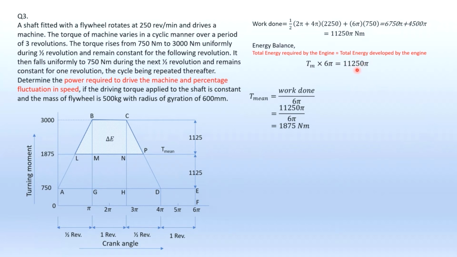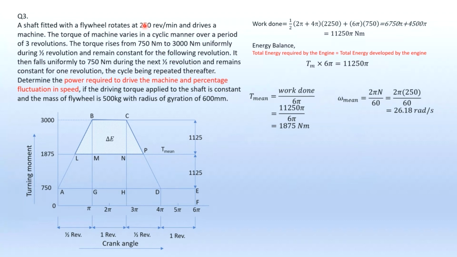From here, you can see this would be the work done. Then from here, divide by 6 pi. So your T mean would be 1875 Newton meter. This is your work done initially, which is also the total energy developed by the engine, 11250 pi, then divided by this 6 pi here. Cancel off the pi, so you will get 1875 Newton meter. That would be the mean resisting torque.